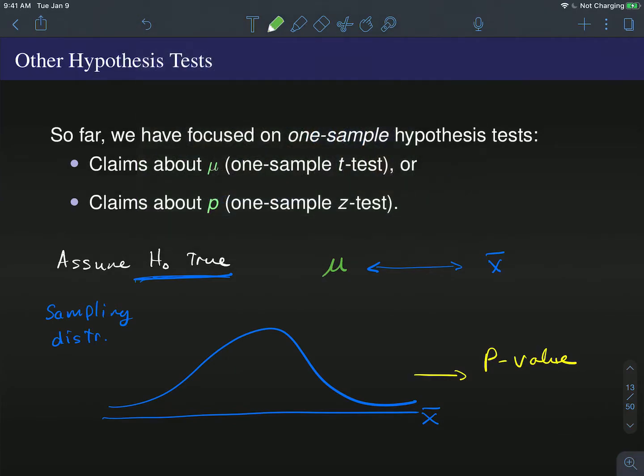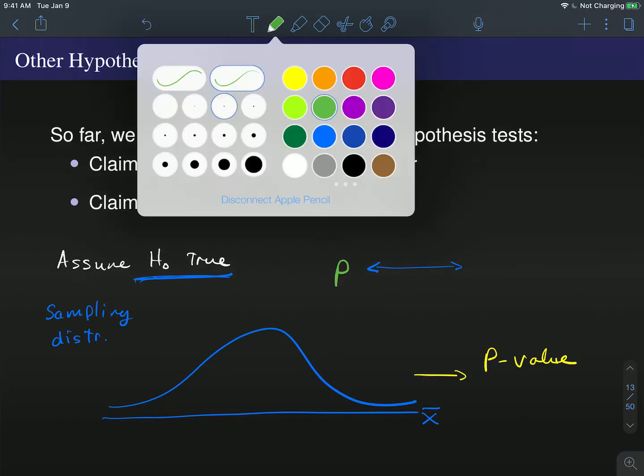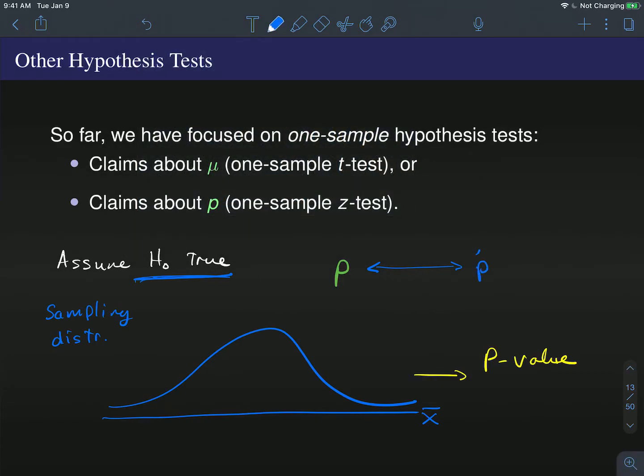In fact, I can very easily sub out a mu parameter with a proportion parameter. And the only real change here is that I'm no longer dealing with a sample mean, but now I'm dealing with a sample percentage. And I'm no longer interested in the distribution of sample means, but I'm interested in the distribution of sample percentages. And if I have a good probability model for this, I can compute my p-value based on the sample I actually do observe, and so on and so forth.